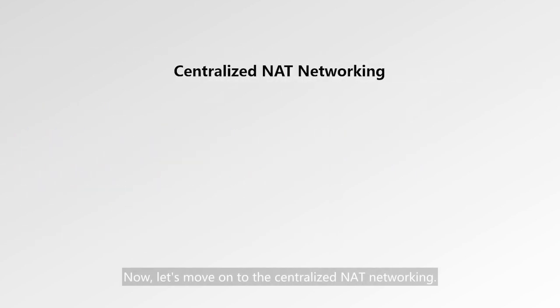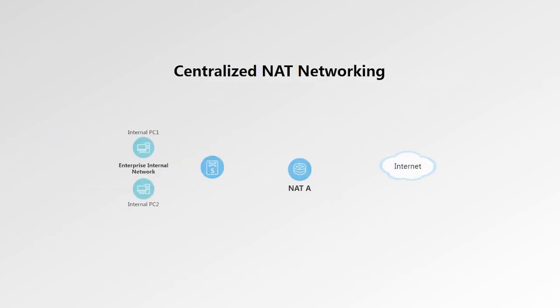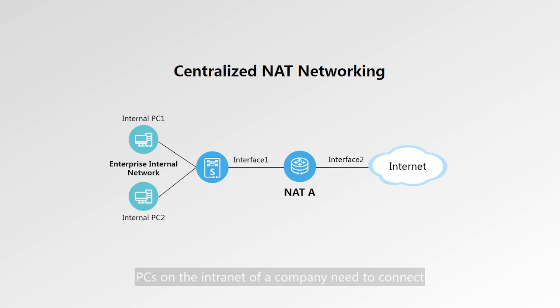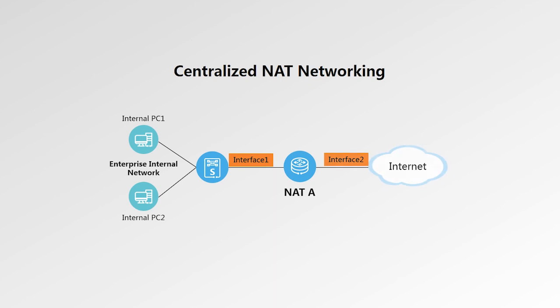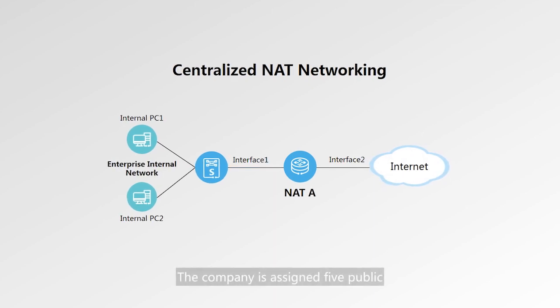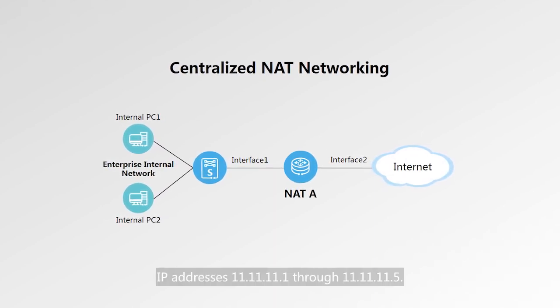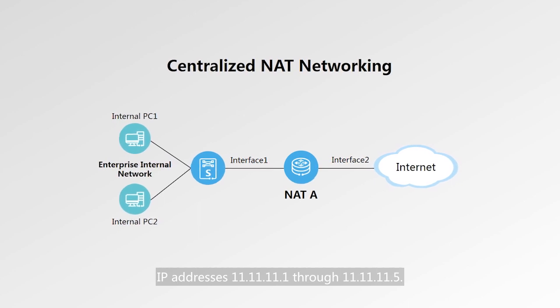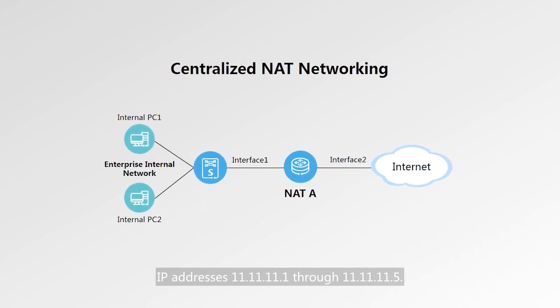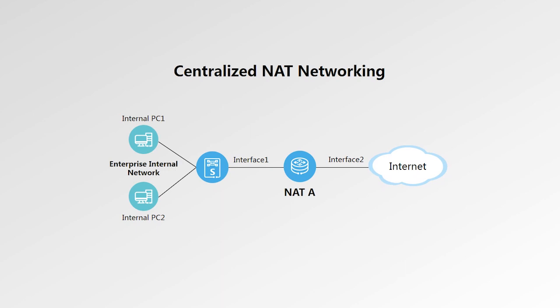Now, let's move on to the centralized NAT networking. PCs on the intranet of a company need to connect to the internet using NAT functions provided by an NE40E. Interfaces 1 and 2 of the router connect to the intranet and internet, respectively. The company is assigned 5 public IP addresses, 11.11.11.1 through 11.11.11.5. The following requirements must be met.